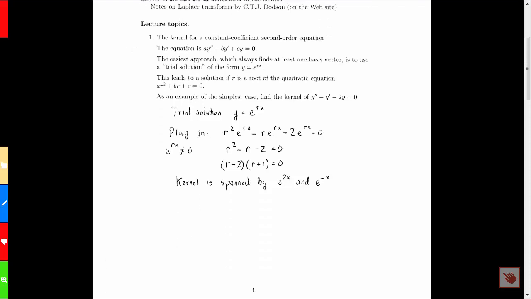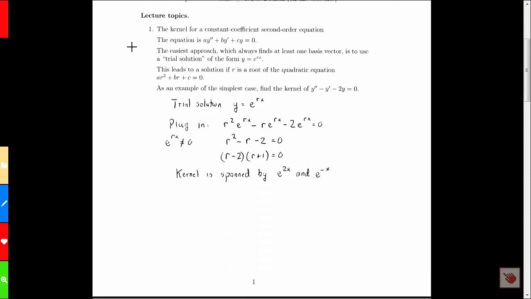So instead of letting a, b, and c be coefficient functions, we will regard them as real constants. And in that case, the easiest way to solve the equation is to plug in a trial solution of the form y equals e to the rx. That's guaranteed to lead to the quadratic equation ar squared plus br plus c equals 0.